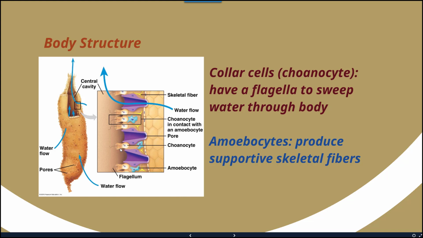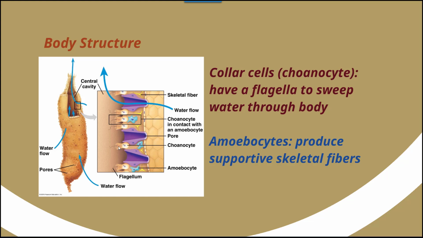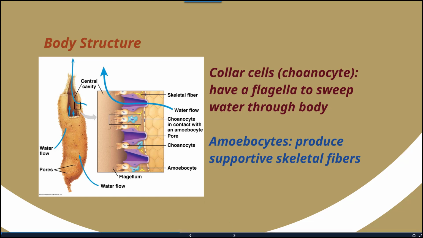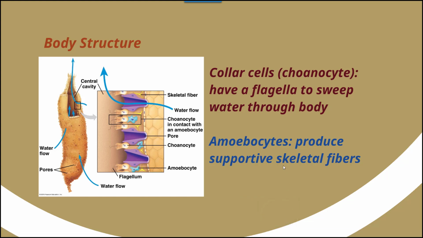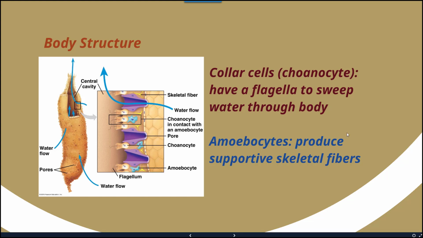And those collar cells have something called a flagella, which is similar to a whip-like tail that can be found in either individual organisms like protists or cells. It's this thin little line that's coming out of this little collar cell or choanocyte. And that is going to help sweep water through the body. So that flagella just flaps around in order to keep the water moving. As you can imagine, this is really important for continuing to have oxygenated water and whatnot pass by these different organisms.